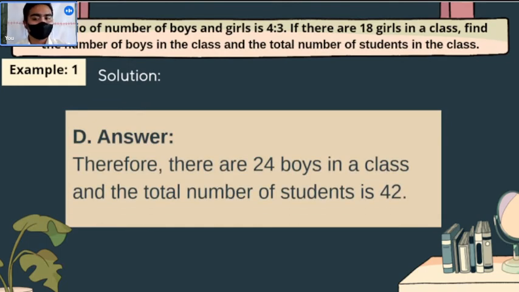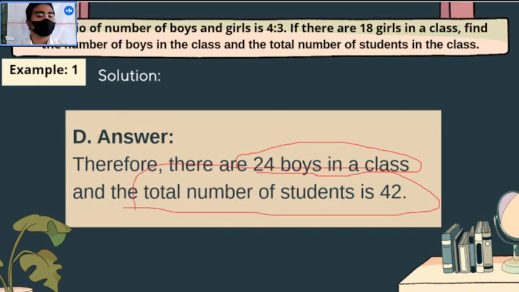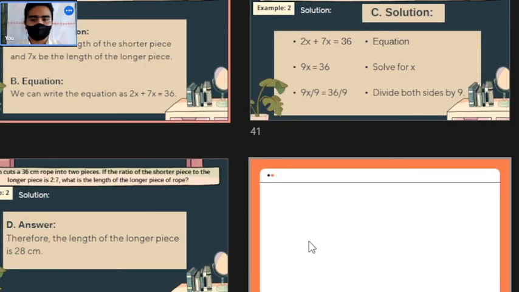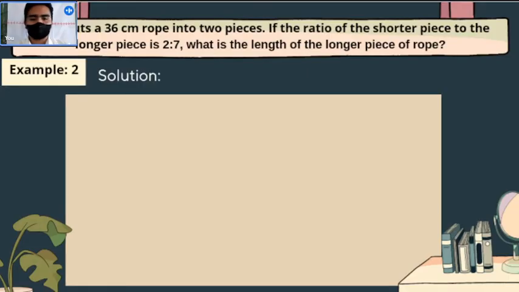This is how we conclude. Remember, in your PETA, you have a conclusion. Therefore, there are 24 boys in the class and the total number of students is 42. That's how we find the missing term in our proportion. Alright, so let's have this given. Let's have this one.